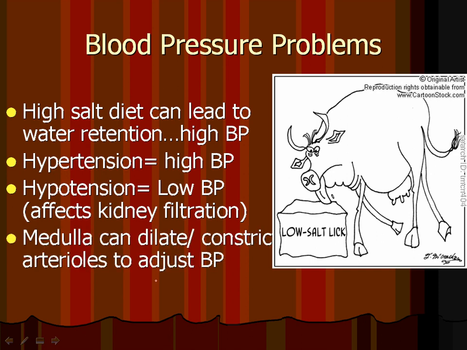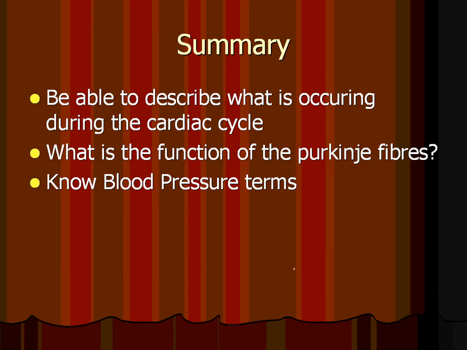And then also the medulla can dilate and constrict arterioles to adjust the blood pressure. So we can have what are called vasodilators, which will cause the vessels to stretch out. If they're stretching, it makes for more volume, more space for things to fill up, and so it will actually lower some of the blood pressure. So what do you need to know?